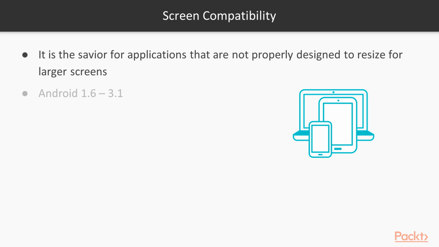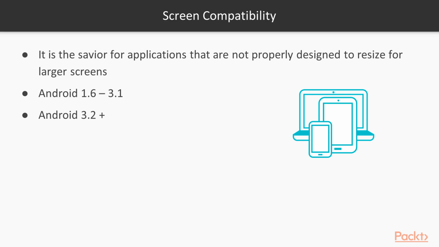Version 1, Android 1.6 to 3.1. The system draws the application's UI in a postage stamp window, which means that the system draws the application's layout the same as it would on a normal size handset, but with a black border that fills the remaining area of the screen. Then there is version 2, which is Android 3.2 and greater.